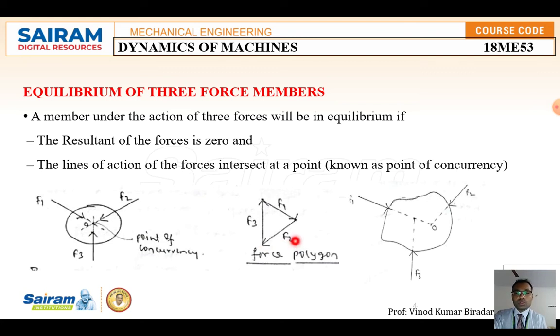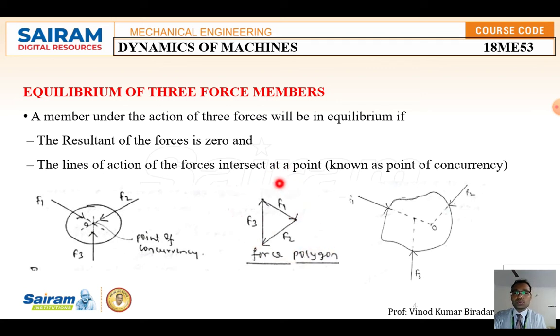One more observation you have to look at here, the direction of the forces. The first force direction is this side, and the next direction should be in the forward direction only, it will not come in the opposite direction. The first direction is this side, the next direction should be this side, and the next direction should be this side. That is, the tail of the first force and the tip of the last force should touch, like this. Then only we are going to call this a force polygon.